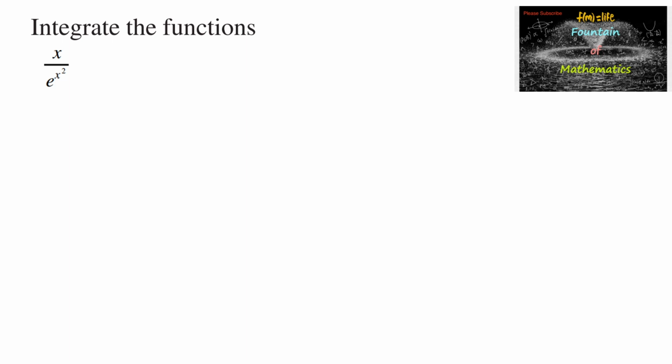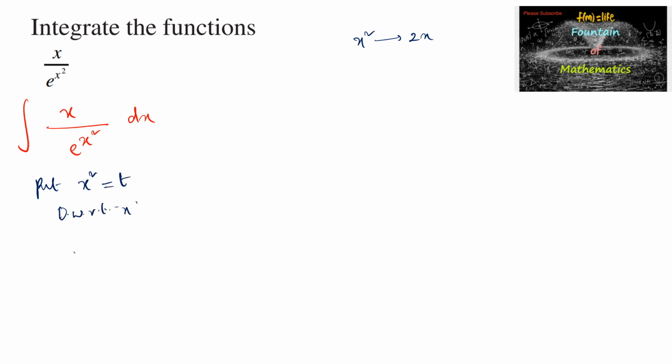Integrate the function x upon e power x square. You can write integral x upon e to the power x square dx. We know differentiation of x square is 2x. So let us substitute x square. Put x square is equal to t. So differentiating with respect to x, we have 2x dx is equal to dt. So that we can write x dx is equal to 1 upon 2 dt.